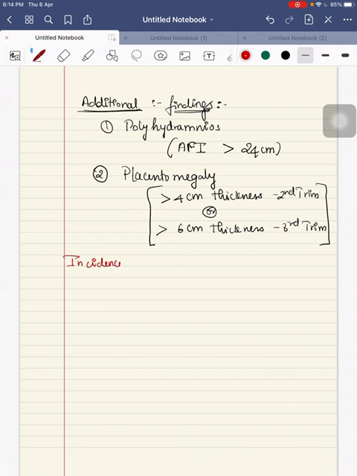This is the definition of the Hydrops fetalis. The incidence of non-immune Hydrops fetalis is 1 in 1700 to 3700 pregnancies.